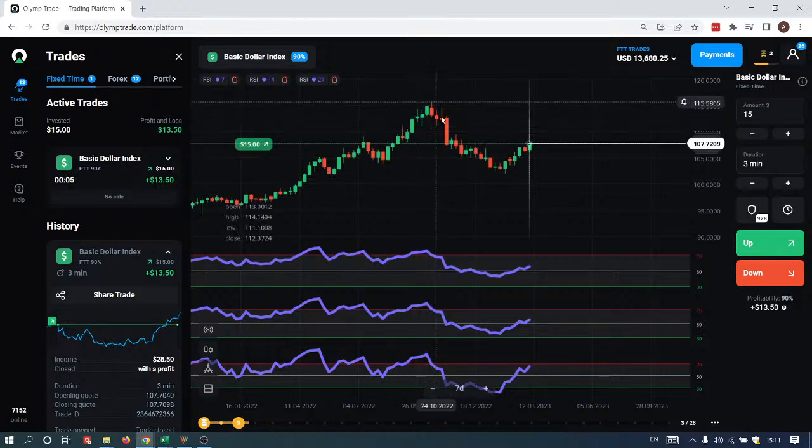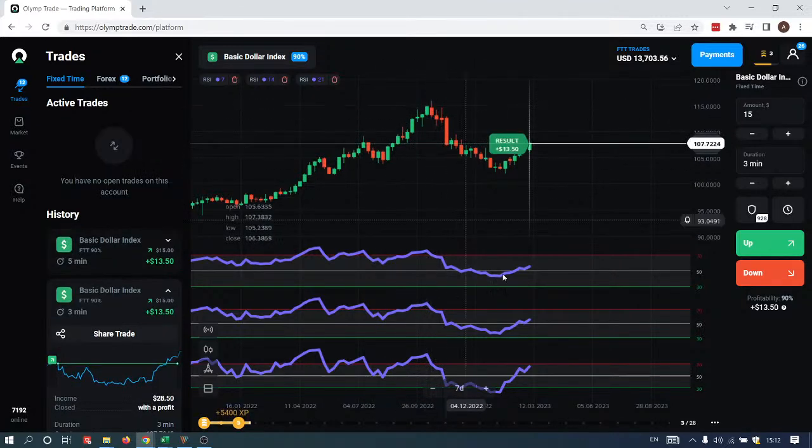So we have overbought, overbought, overbought, and then the price drops. Overbought, price drops, overbought, and then price drops, and then vice versa. Here oversold and the price goes up.